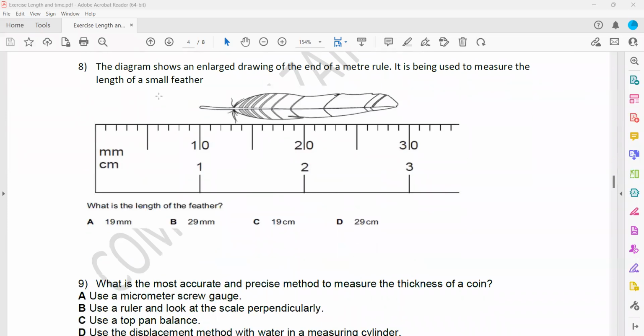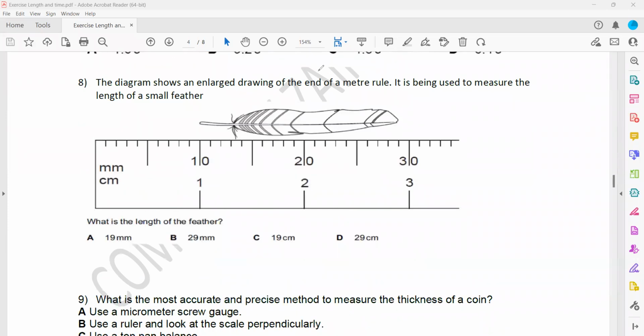The diagram shows an enlarged drawing. It has been used to measure the length of a small feather. The top scale is in millimeter and the bottom scale is in centimeter. So it is starting from 10 millimeter and ending at 29 millimeter. So the length from 10 to 29 is equal to 19 millimeter. Or in terms of centimeter, it's starting at 1 centimeter and ending at 2.9 centimeter. So the length in terms of centimeter is 1.9 centimeter.